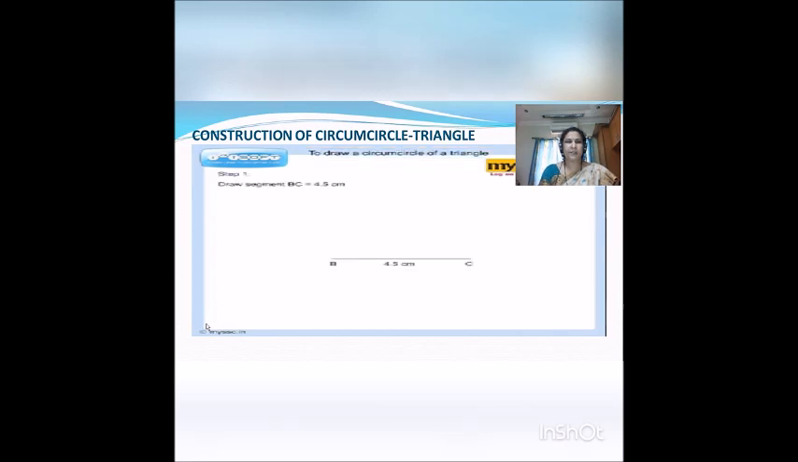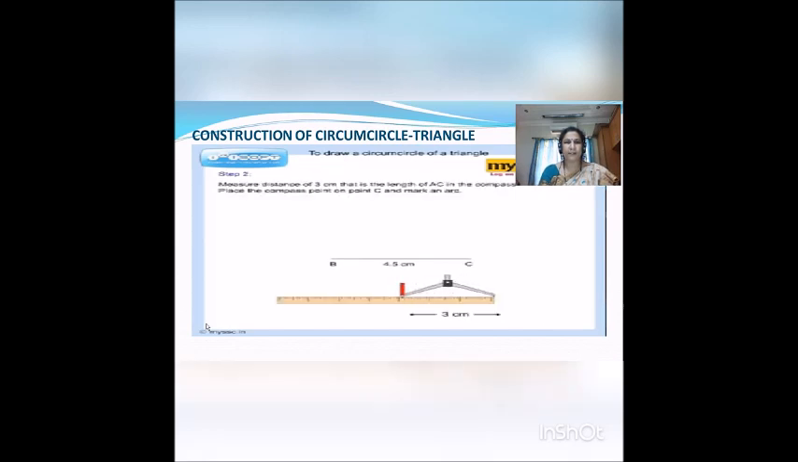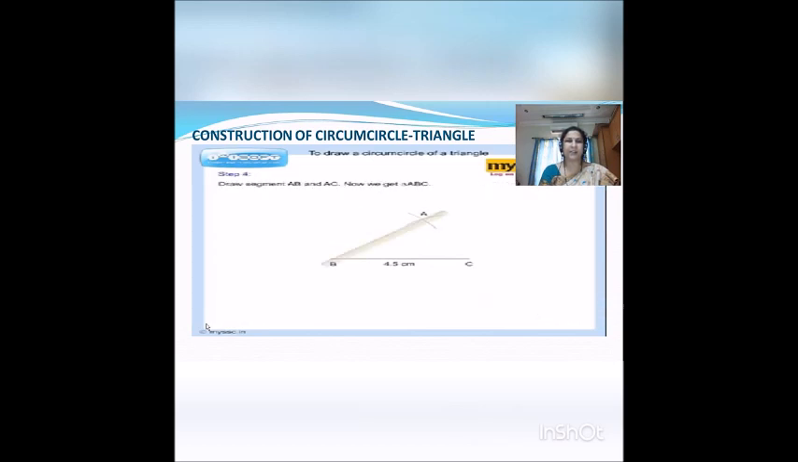First step, we have to draw the base segment, that is BC, 4.5 centimeters. Then take a distance of 3 centimeters in your compass. Place your compass at point C. Mark an arc. Take a distance of 4 centimeters in your compass. Put your compass point at B. Mark an arc. This way we have constructed triangle ABC.